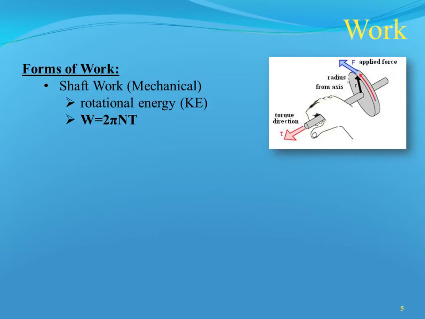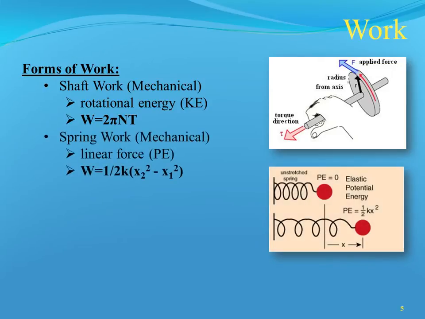So shaft work is a form of mechanical work. It involves rotational kinetic energy, right? So we can have a rotational work that's equal to 2 pi times the rotational speed times the torque applied to the shaft.